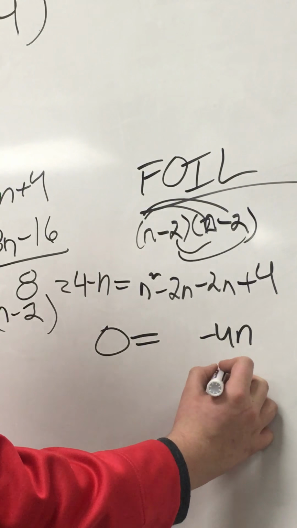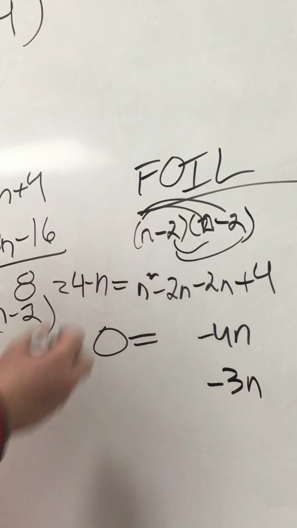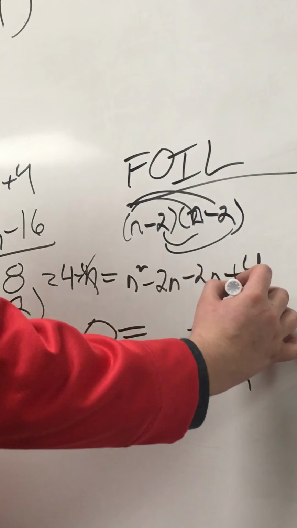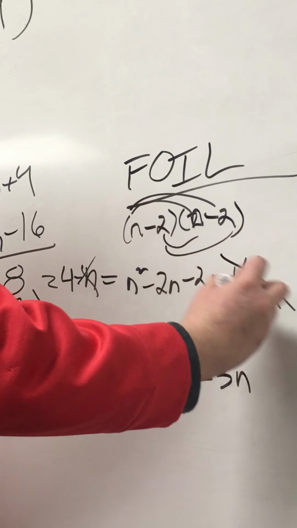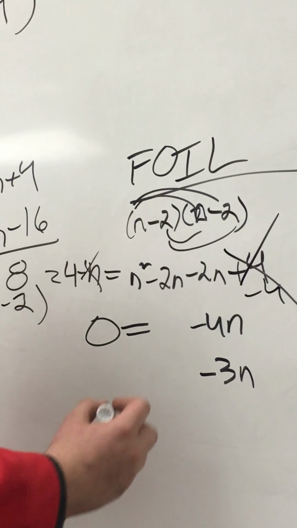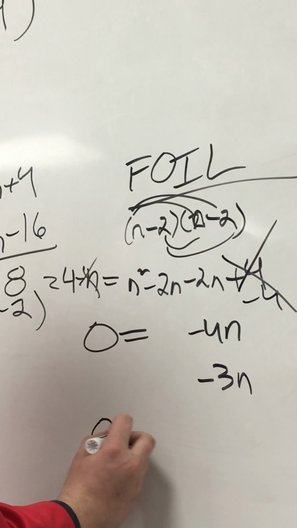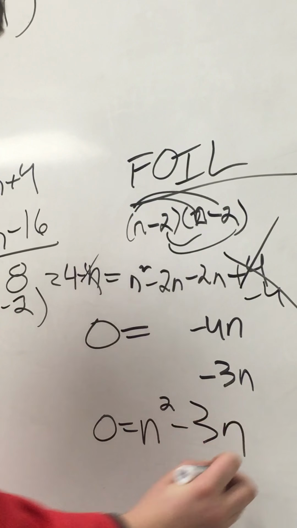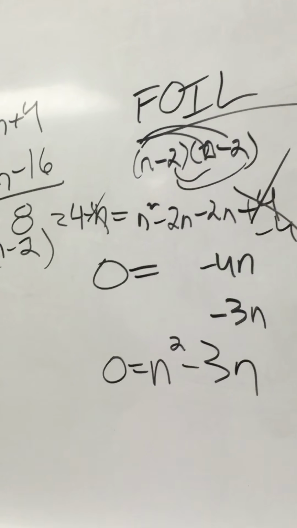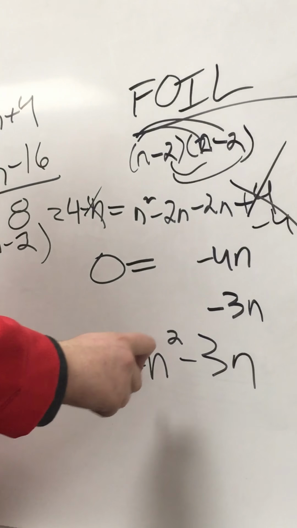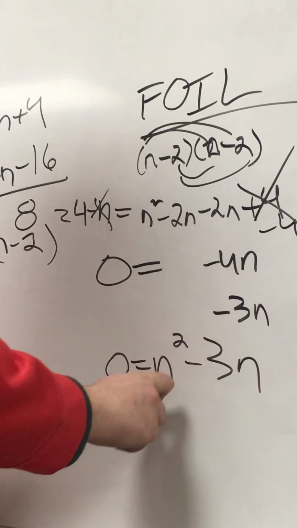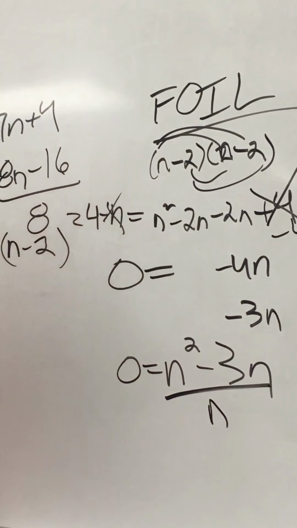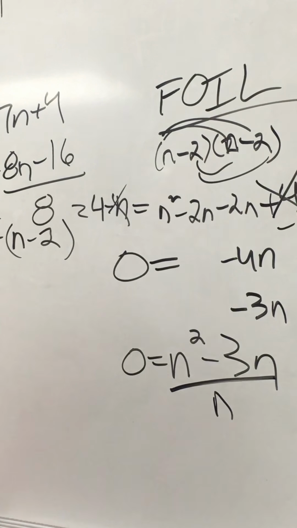So it would be negative 3n, and then take the 4, move it over that side, and it would cancel out. So you're left with 0 equals n squared minus 3n. Alright, so now I'm going to divide both sides by n.